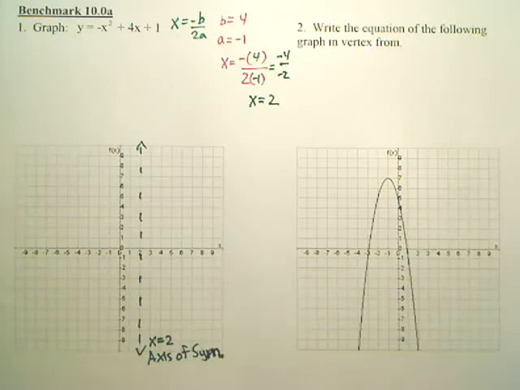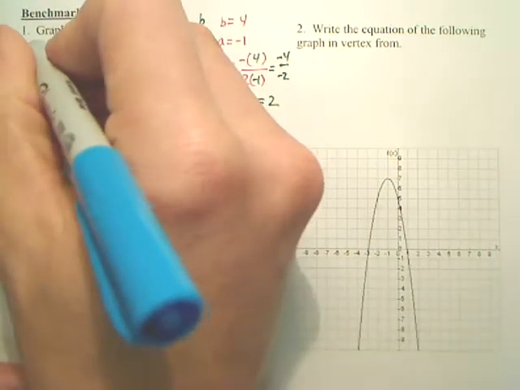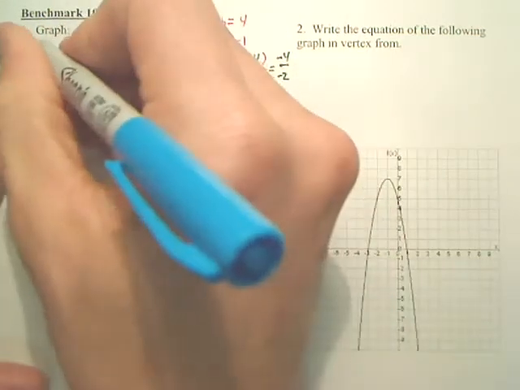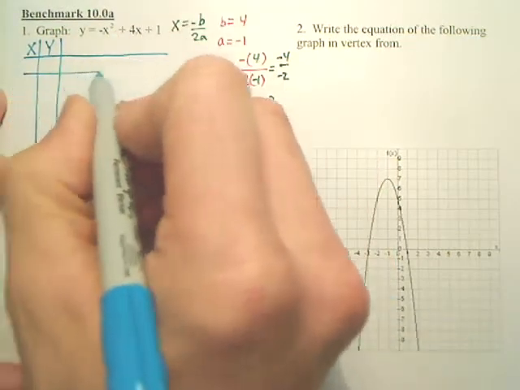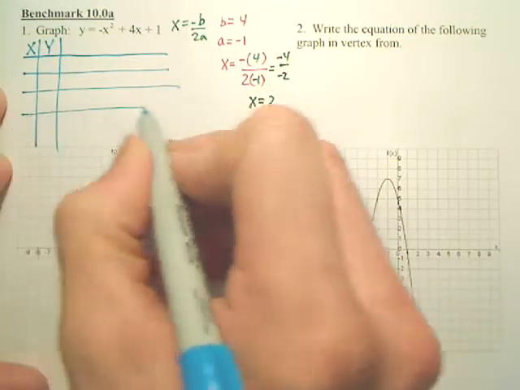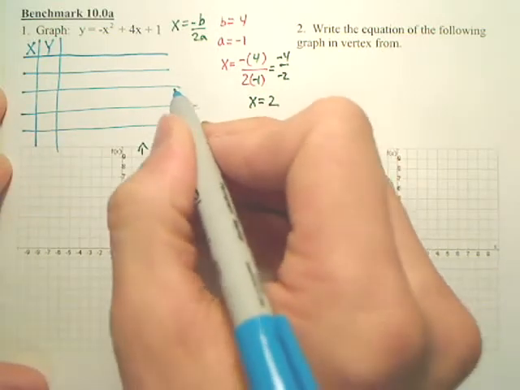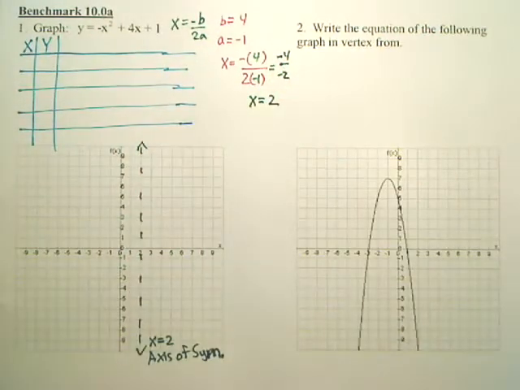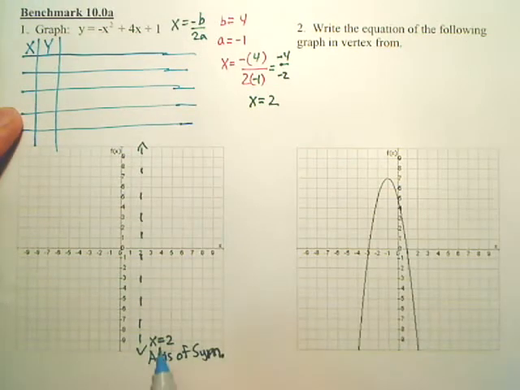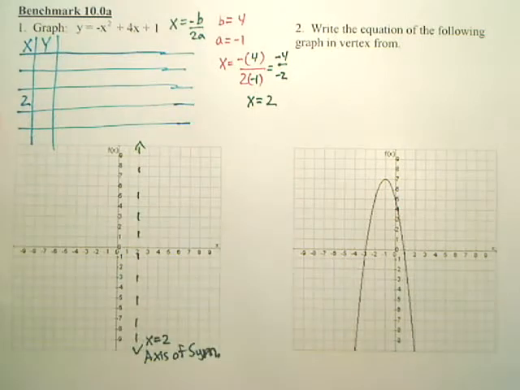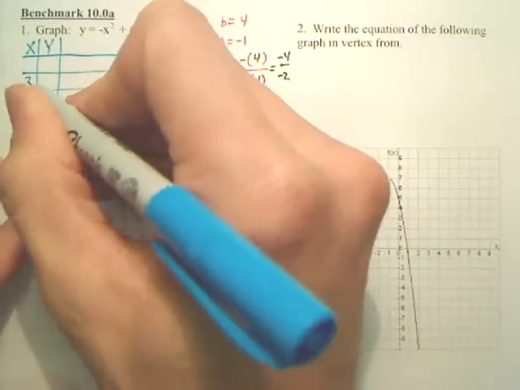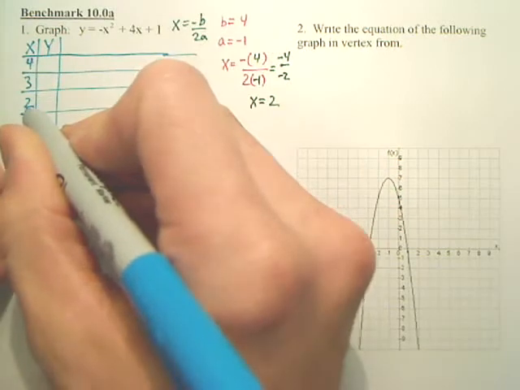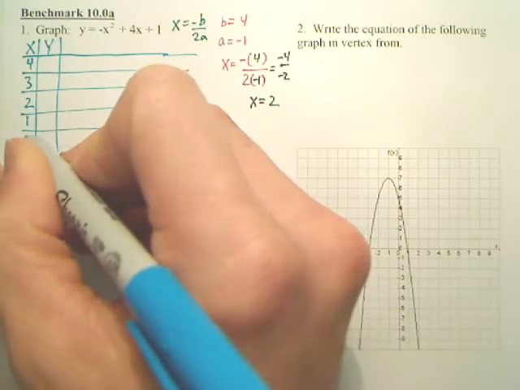So I now need to make a table of 5 values. What's the center value going to be? 2. That 2 right there is the center, because that's the center of my graph. And then what other values are going to be on both sides of that? Well, what's 1 bigger than 2? 3. What's 1 bigger than 3? 4. What's 1 less than 2? 1. 1 less than 1? 0.